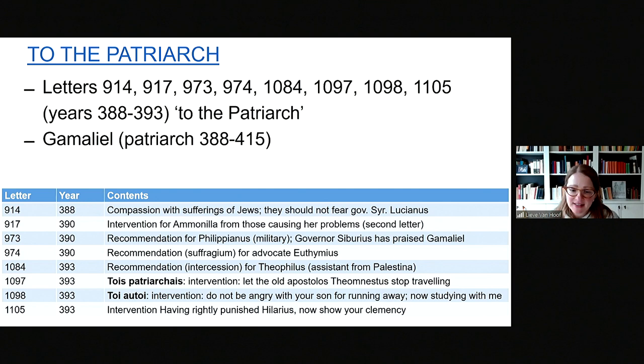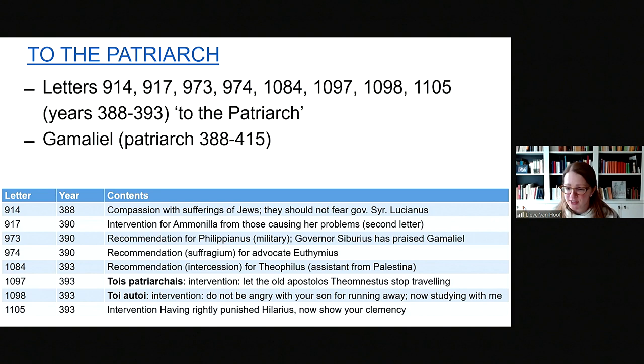And also because this son apparently first studied somewhere else, ran away from there, and then came to Libanius. So what is clear in any case from these eight letters is that Libanius had a good and also a long-lasting relationship with the religious leadership in Palestina. Long-lasting, of course, we're talking only about 5 years, but in 1903, Libanius passed away.